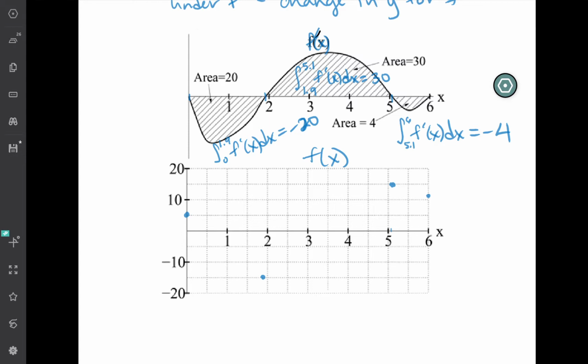So whenever f prime is negative, the function will be decreasing. Whenever f prime is positive, the function will be increasing. So we know the graph needs to go down, down, down, down, down until I get to this point at the bottom. So that should be some sort of minimum.